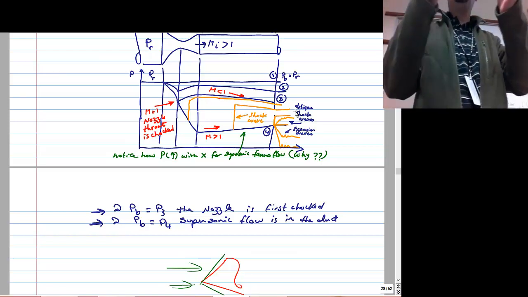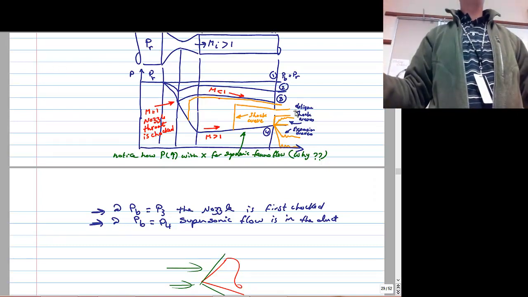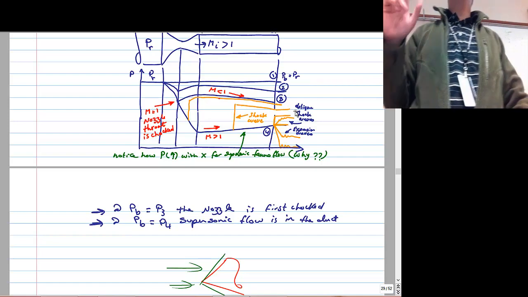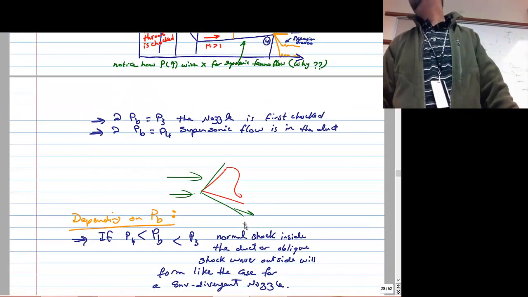Because obviously a short duct with back pressure equal to P naught, that's not even a flow. There's no flow at all. So you need the right combination of the back pressure and the length. Right?